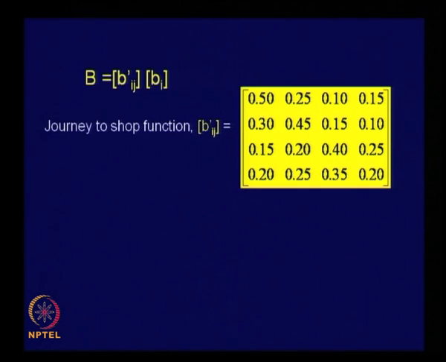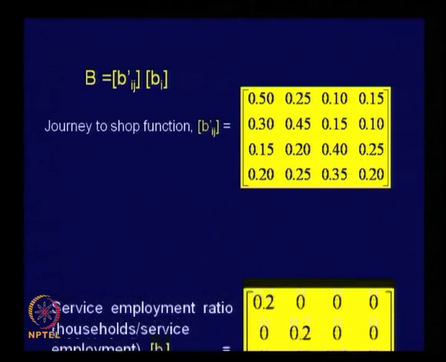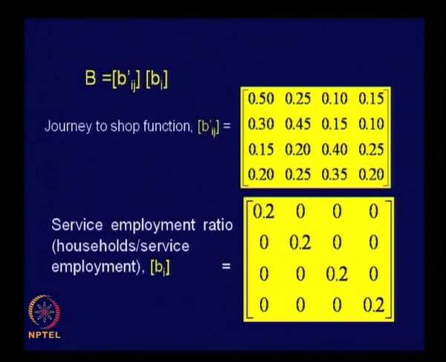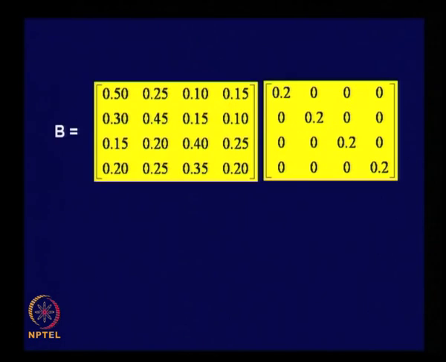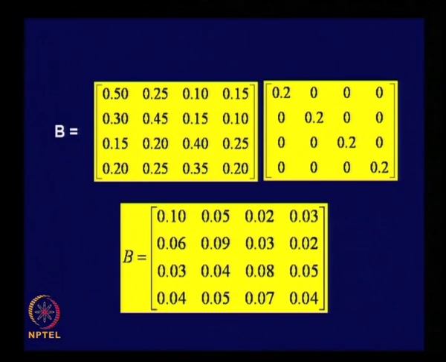B dash ij value is given to us and Bi value is also given to us. Multiply the two matrices to get the value of B, and the value of B is this, right. So, we have the accessibility values both as A as well as B matrices. Now, we are ready to use the basic equations of Lorry's model to get the required values.